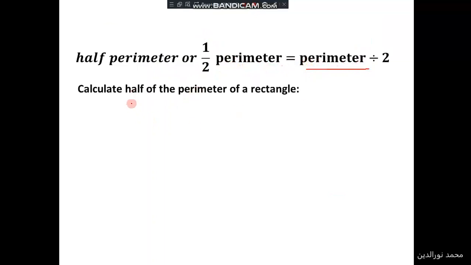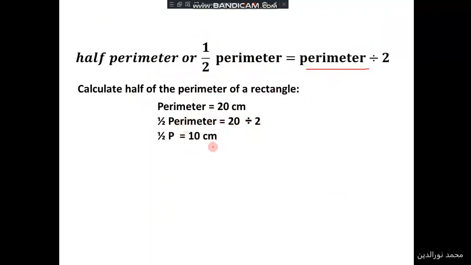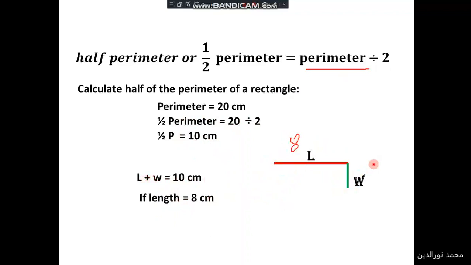So let's have this practice. Calculate the half perimeter of a rectangle whose perimeter is 20 centimeters. Half perimeter is perimeter divided by 2, so 20 divided by 2 is 10 centimeters. We agreed the half perimeter is length and width, so length plus width is 10 centimeters.